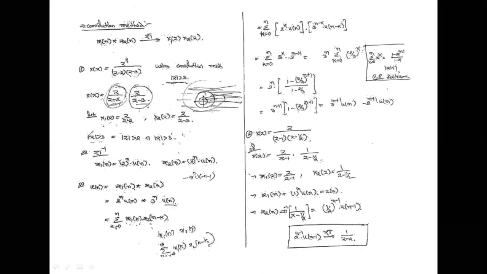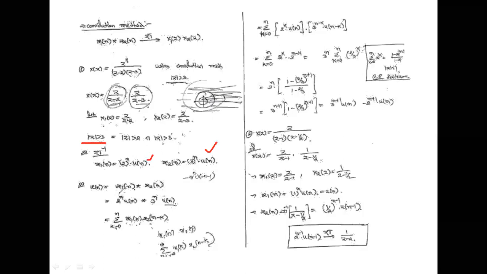Greater than means, irrespective of the value, you write it on the right-hand side only. The first one, X1 of z, z by z minus 2, means 2 power n mu of n. Why? Because it is a greater-than region. And X2 of n is 3 power n mu of n. Z by z minus a is nothing but a power n mu of n.